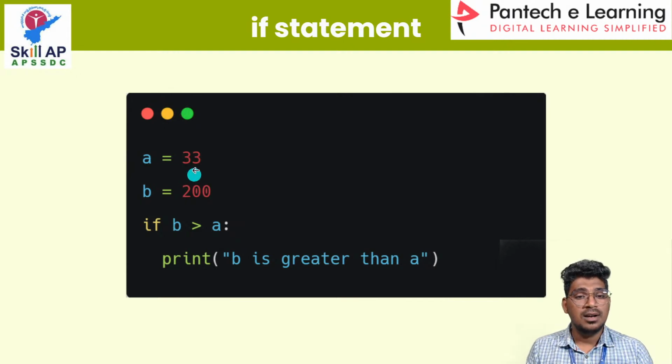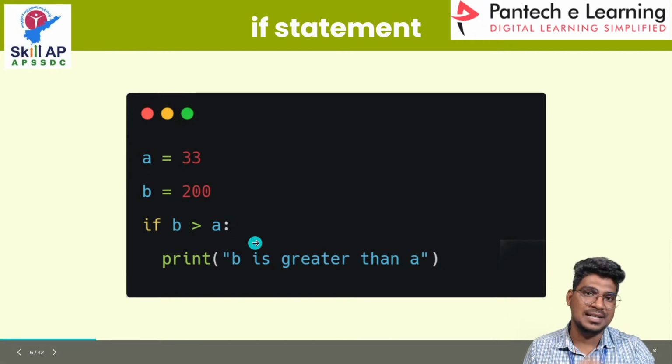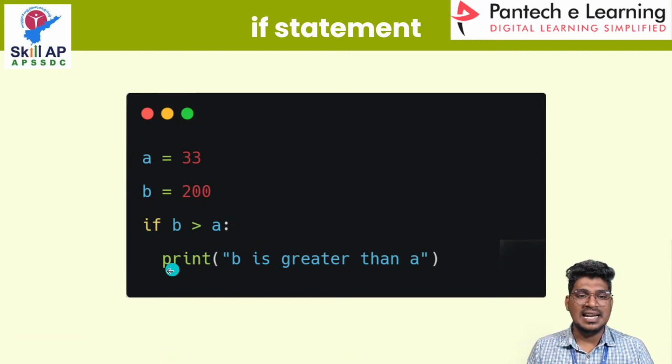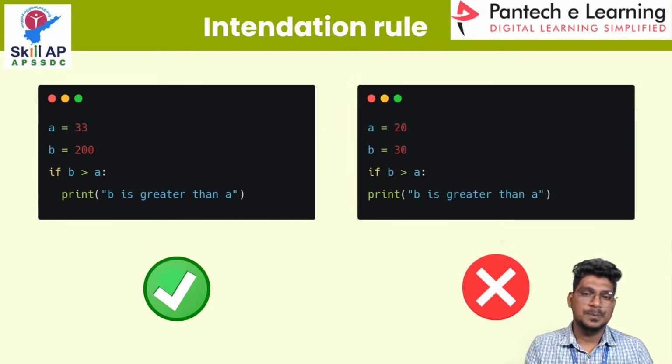For this particular value of A and B, of course this condition is true. If the condition is true, this block of code is going to be executed. Otherwise, here there is no else block, so it will be blank. Okay, right.